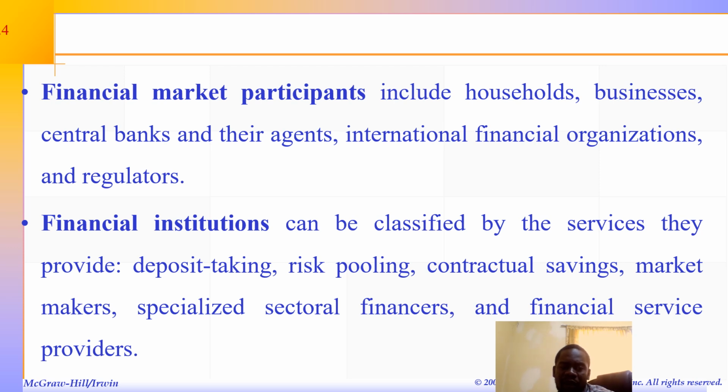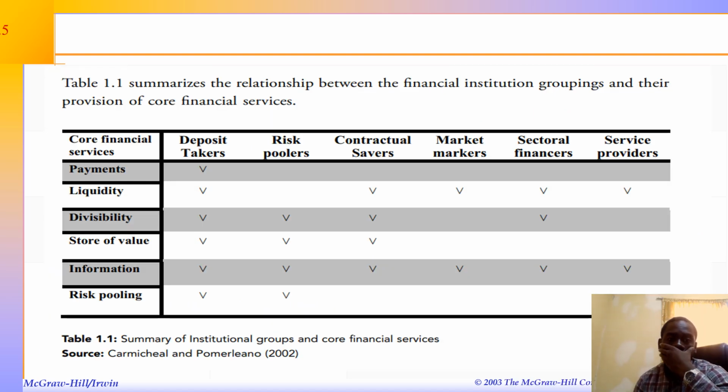Market makers, I think we have brokers, dealers, very critical here. And then, of course, specialized sectorial financiers and just general finance providers. So that is just a revision, and I know that we already have information around here. Just something that you can look at in your own time, especially as we summarize the financial institutions, the categories and their core functions. So you can have a look at that in your own time.